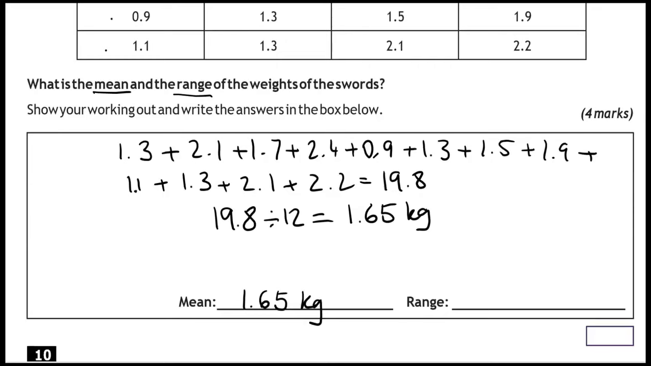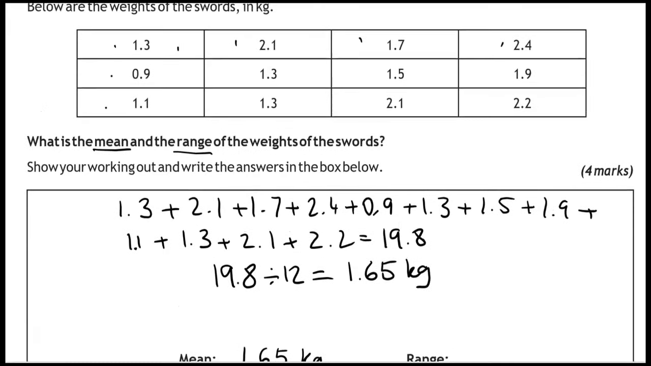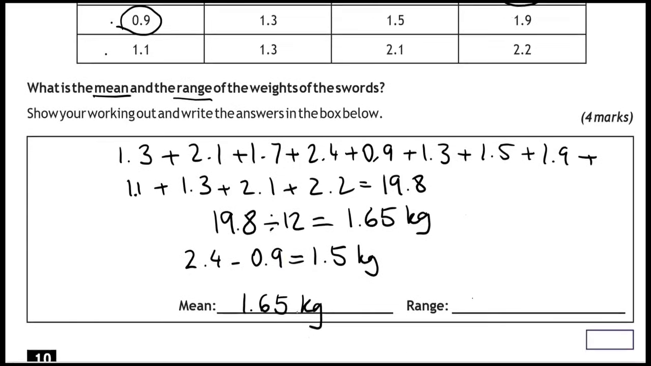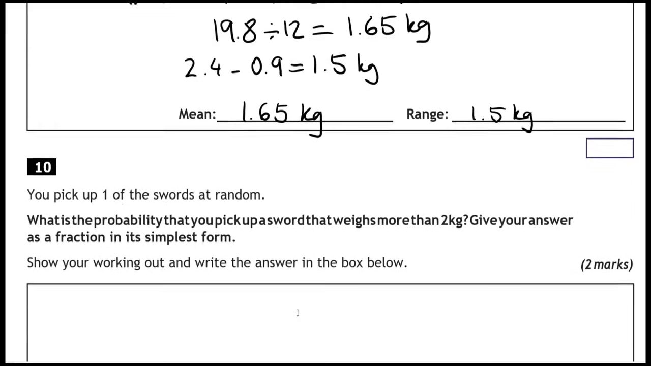Now looking at the range, so range is the difference between the highest and the smallest of the values. The highest is 2.4, the lowest is 0.9, so 2.4 take away 0.9 gives us 1.5 kilograms, so the range is 1.5 kilograms.